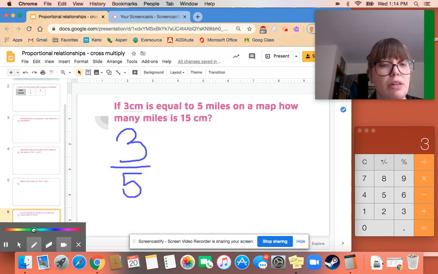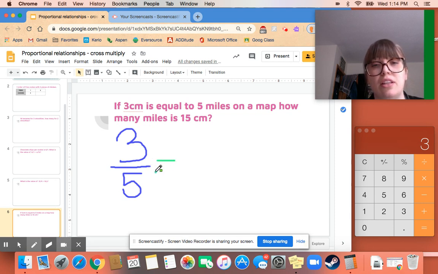Here's the part where some of us might make mistakes. It says how many miles is 15 centimeters. So where do I put the 15, on the top or the bottom? Well, my other centimeter is on the top, my 3, so I'm going to keep the centimeters on the top together, and the miles will be on the bottom. That's how I know where it goes. And it wants to know how many miles 15 centimeters is on the map.